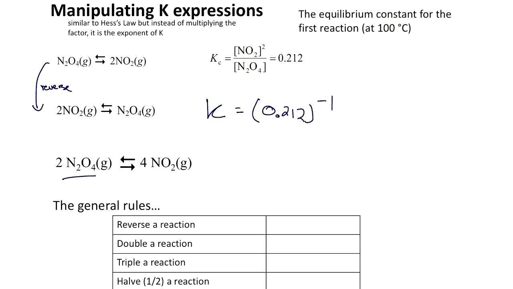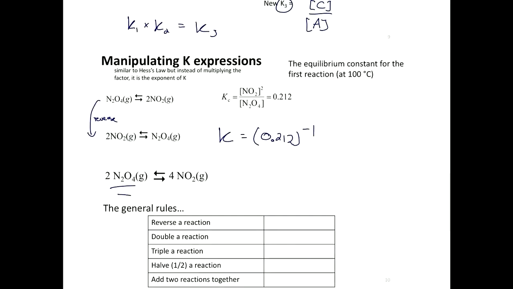All right, what about this reaction? You're taking the original reaction and multiplying by 2. So if I double the reaction, we're not going to double K. We're actually going to take K of the original and square it instead.